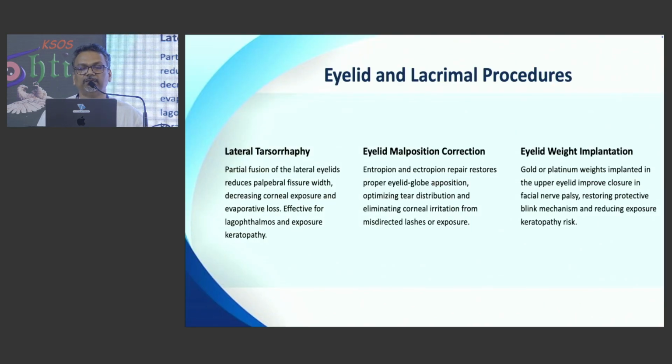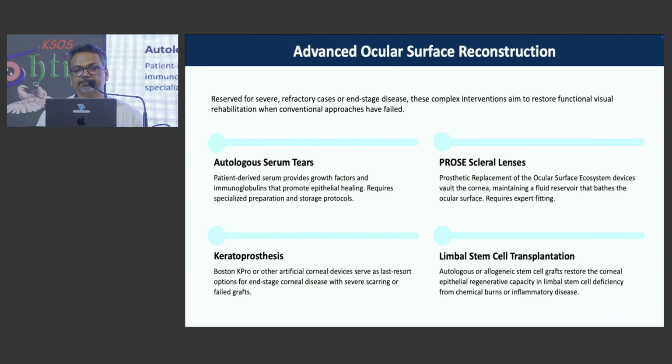Then eyelid and lacrimal procedures: lateral tarsorrhaphy, which will give partial fusion of the lateral eyelids, causing palpebral fissure width decrease, and is effective for lagophthalmos and exposure keratopathy. And eyelid malposition correction of ectropion and entropion, etc., optimizing tear distribution and eliminating corneal irritation. And eyelid weight implantation, basically for facial nerve palsy, restoring the protective blink mechanism.